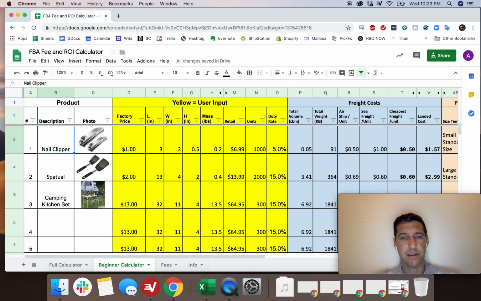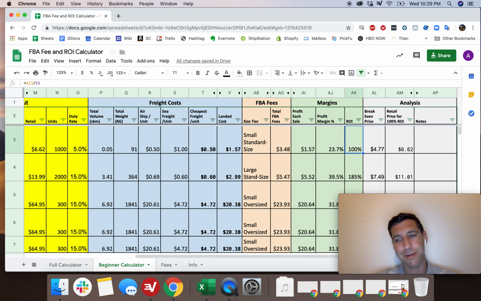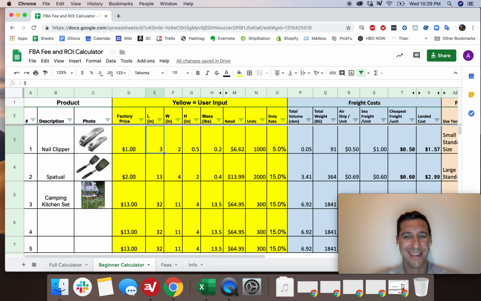So if I type in $6.62 here, we get 100% ROI. Of course, my math is right. This is a fun little calculator that I use. Again, it's to get you a good rough estimate.